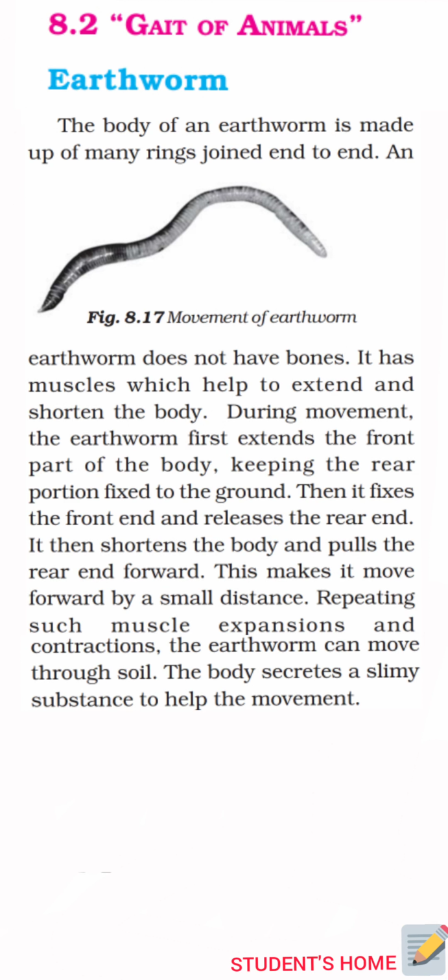During movement, the earthworm first extends the front part of the body, keeping the rear portion fixed to the ground. Then it fixes the front end and releases the rear end. It then shortens the body and pulls the rear end forward. This makes it move forward by a small distance. Repeating such muscle expansion and contraction, the earthworm can move through soil.